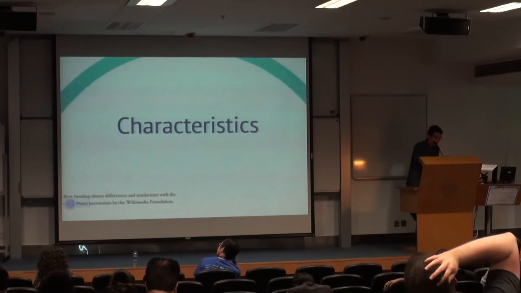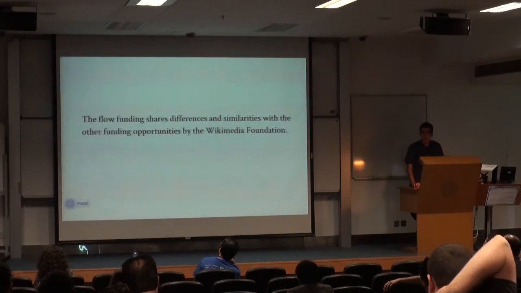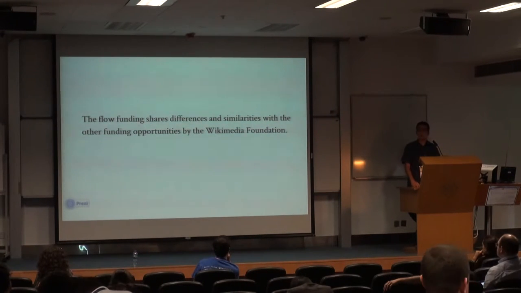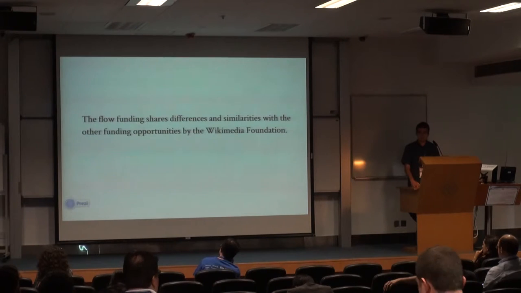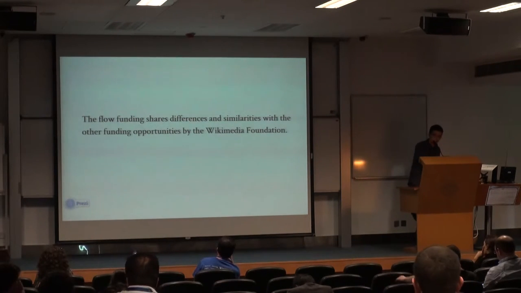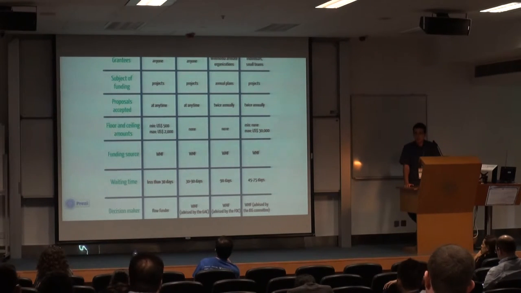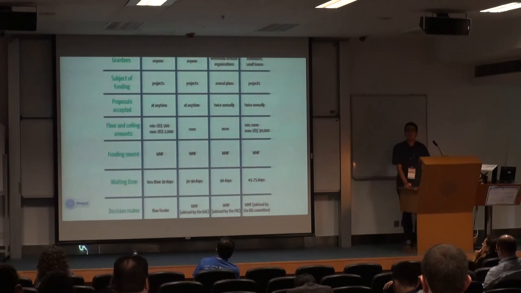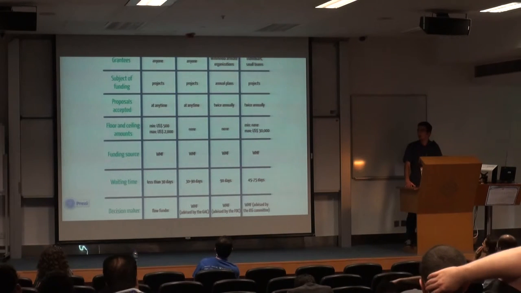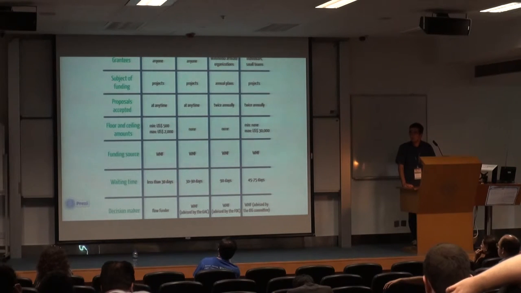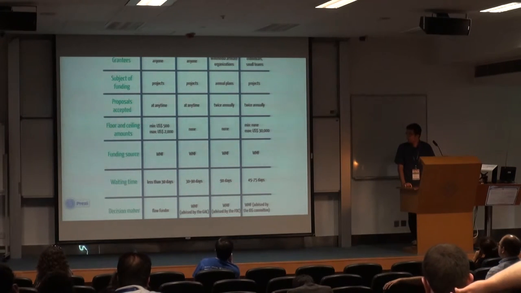So, the next thing are the basic features of flow funding, and the things that set it apart from the other funding sources run by the Wikimedia Foundation. I thought that an easy way to underline the most important things about flow funding is to make a comparison with the other funding sources around the foundation.